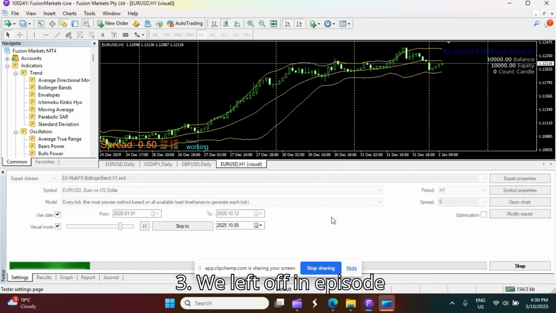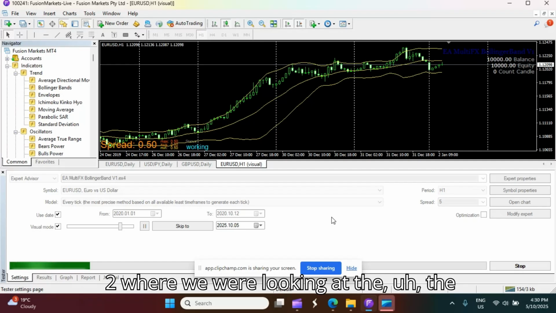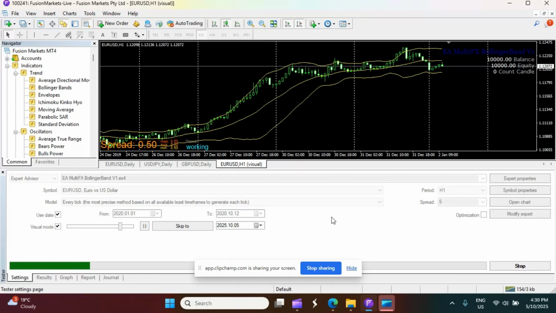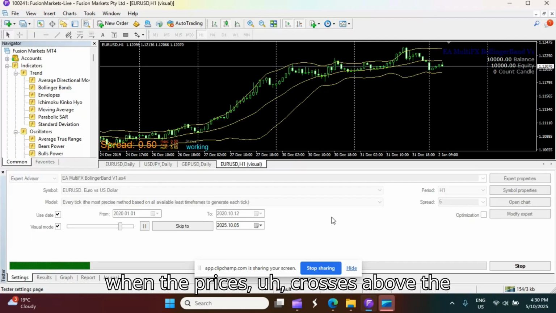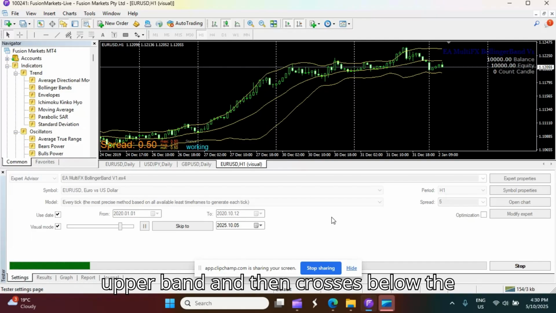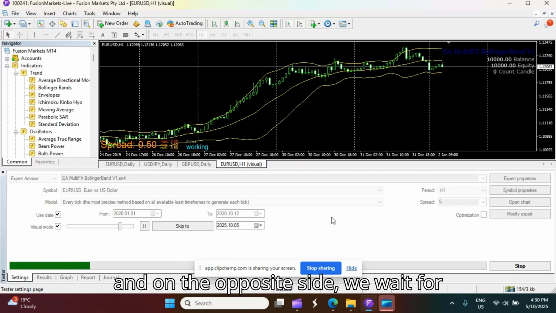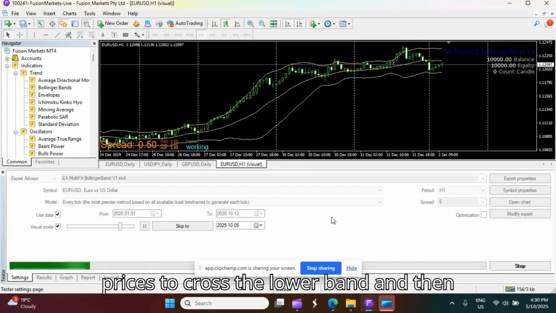We left off in episode 2 where we were looking at the strategy that we've built to take trades when the price crosses above the upper band and then crosses below the upper band to do a sell trade. And on the opposite side, we wait for price to cross the lower band and then to cross above the lower band to take a buy trade.